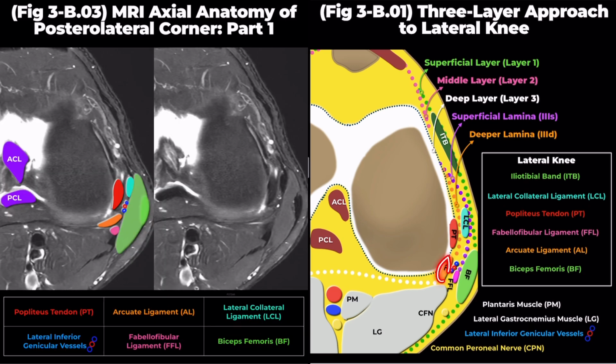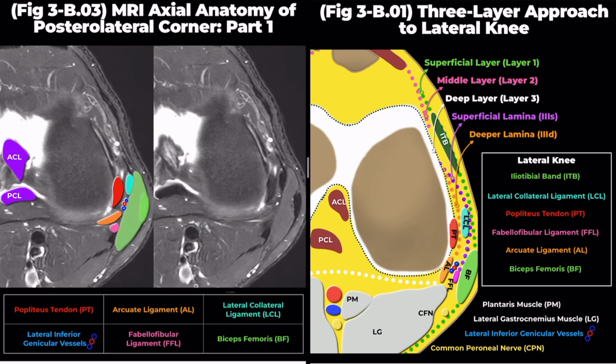It's important to note that the deep layer is the most anatomically variable of the three layers. It constitutes the posterolateral corner of the knee complex. Moving on to the deepest layer, the third layer divides into two laminae, superficial and deep.